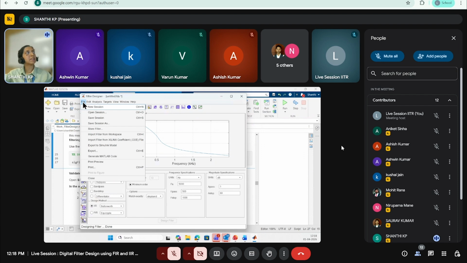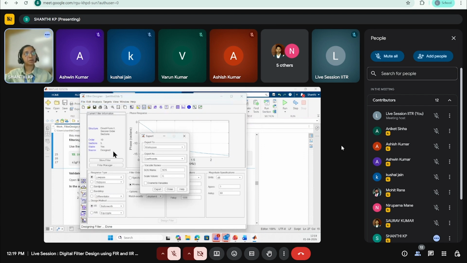We'll go to the file option, click on export, and here also we'll export as coefficients. Here it will be second order sections, and there will be scale values for an IIR filter. We'll keep the variable names as default, the second order section matrix as SOS, and scale values as G. Let's click on export. Variables have been exported to the workspace.